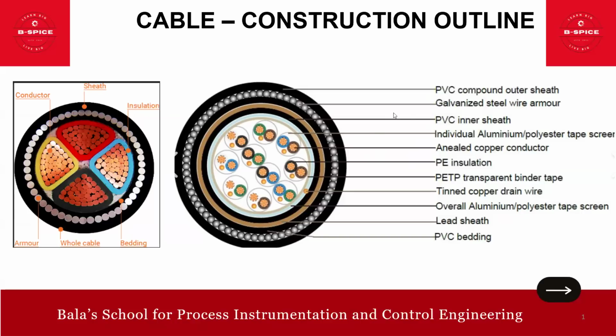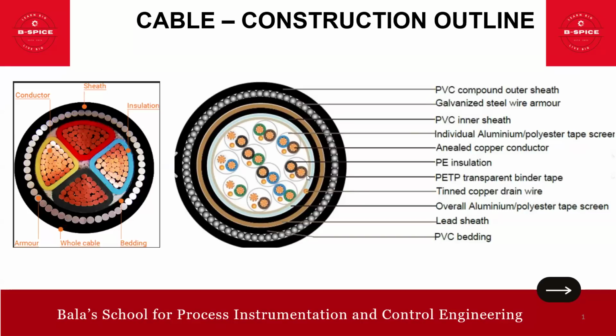And in this, here you see the PVC compound outer sheath, right? So this is your galvanized steel armor actually. This is your armor. And you have this PVC inner sheath, and you have this individual aluminum or polyester tape screen here. Then you have an annealed copper conductor. This is your copper conductor. Then this one, PE insulation, polyethylene insulation. Then you have a PETP transparent binder tape.